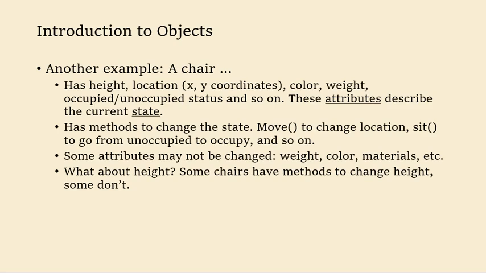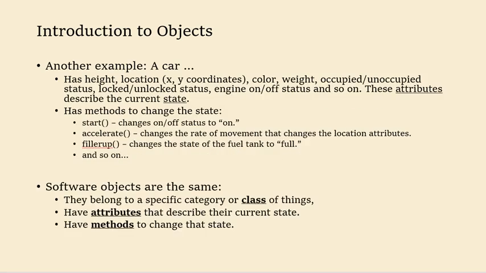Some attributes in a real-world object are hard to change, like we probably can't change the weight of the chair or the material of the chair. You could probably paint the chair to change the color, but usually we think of a chair color as being fixed and unchangeable. Some attributes depend upon the object itself, like height. A lot of chairs, whatever height they are, that's the height. You can't change it. But some chairs you can raise up and lower down. So you can change the height on those chairs. So when you're designing your software object, you have to think about, okay, what is it that I want to be able to change, and what is it that's going to stay the same?